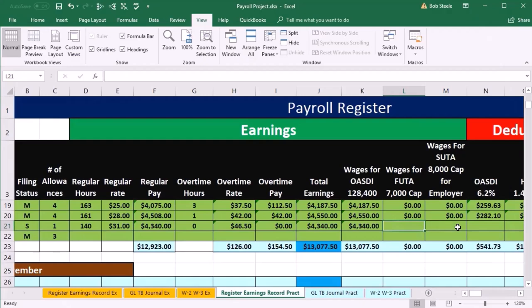7,000 has Jill going over the 7,000 and 8,000 cap. We have to look at the earnings records. Let's go over the earnings records.